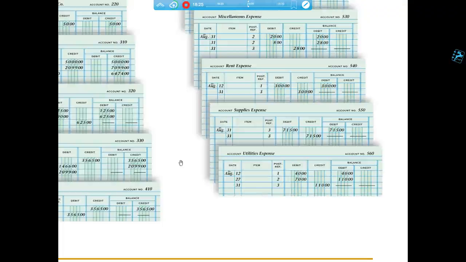Brought the balances down to 0 and rolled them each into the income summary with the total of the debits here, bring that credit balance down, and then I closed out the income summary and brought that up into the capital account. So everything that is a temporary account gets closed out. You bring the balances down to 0.